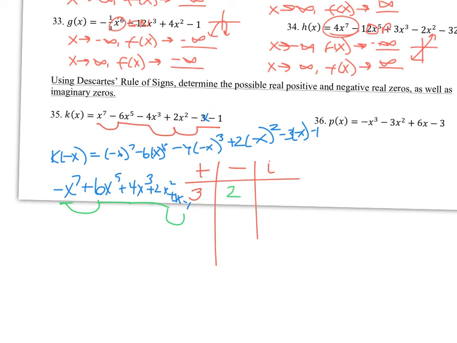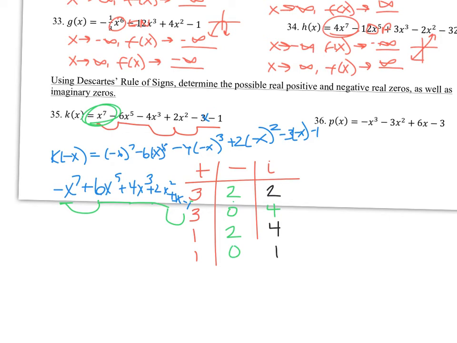So now if I go ahead and add this row up, 3 plus 2 is 5, but I need a total of 7, which means there's going to be 2 imaginary solutions. That's one possibility. Max number of positives is 3, max number of negatives is 2. But I could have 3 positives, 0 negatives, and 4 imaginary. Or I could have 1 positive, 2 negative, and 4 imaginary.